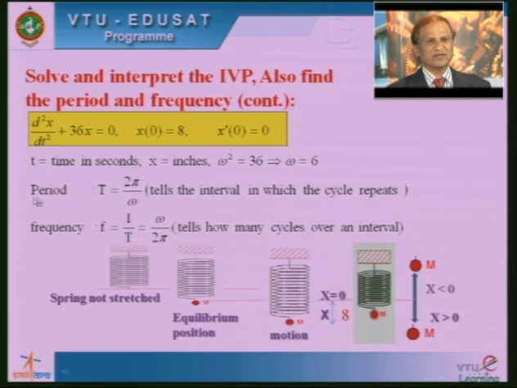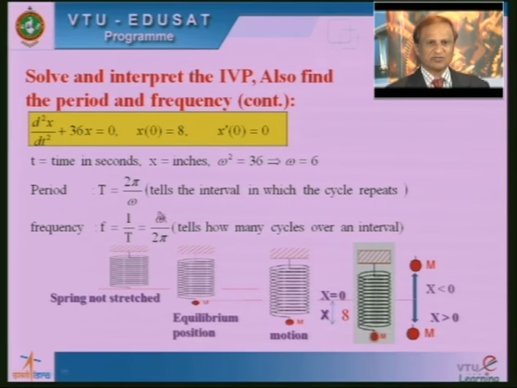How are we going to calculate period? As I have mentioned, you want to use 2 pi by omega, which tells the interval in which the cycle repeats. And we can calculate frequency by using this formula, 1 divided by T, that is equal to omega divided by 2 pi.